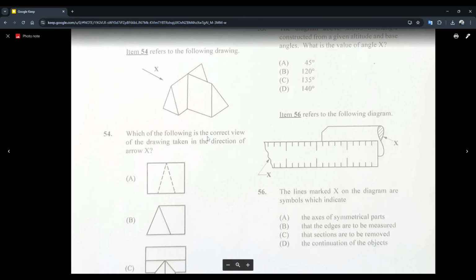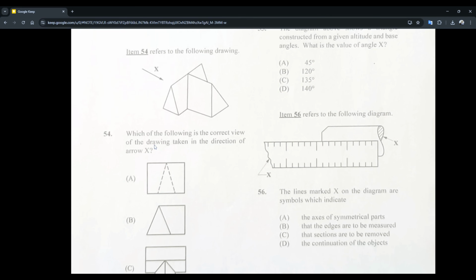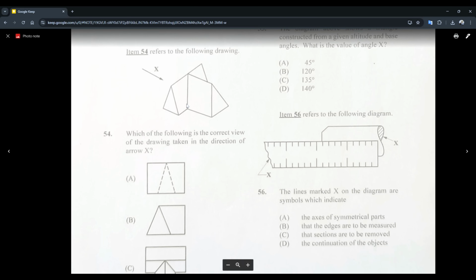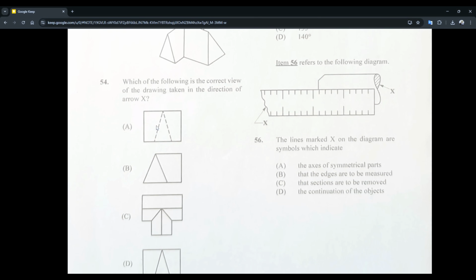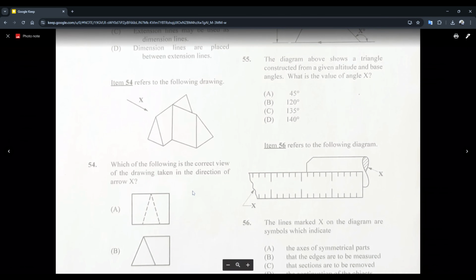54, which of the following is the correct view of the drawing taken in the direction of arrow X? So this is the object, this is arrow X, and the answer is A, right? So we should have a hidden line there.